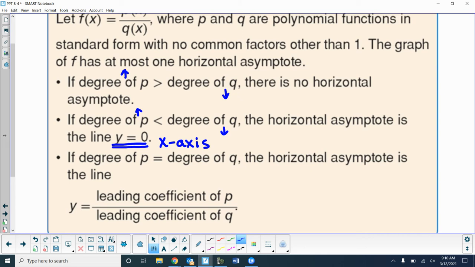When the degrees are the same, maybe they're both x squared, top and bottom, or both x cubed. If they're the same, the horizontal asymptote is y equals the leading coefficient of P divided by the leading coefficient of Q. So if they're both 1x squared, what's 1 over 1? 1. If one is 2x squared and the bottom one's 3x squared, what's the horizontal? 2 over 3. That's all that's saying.